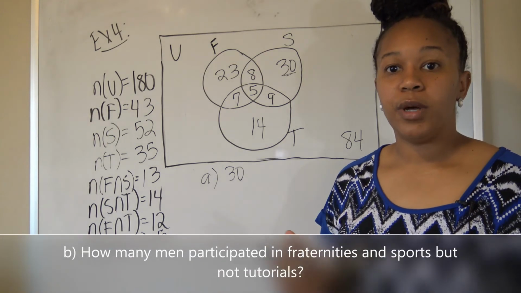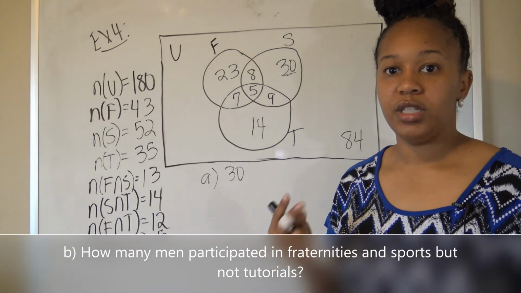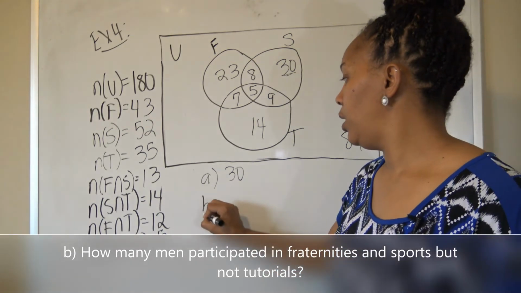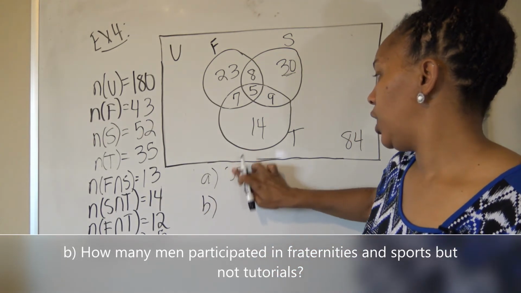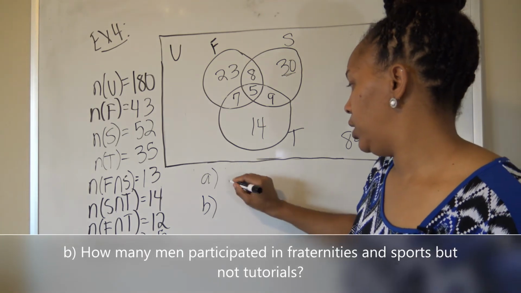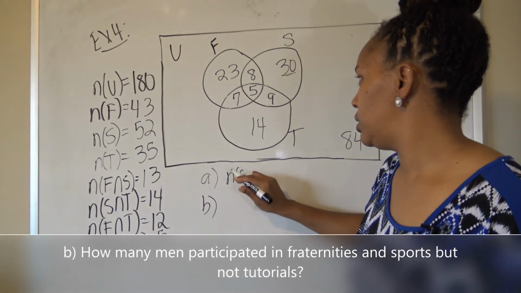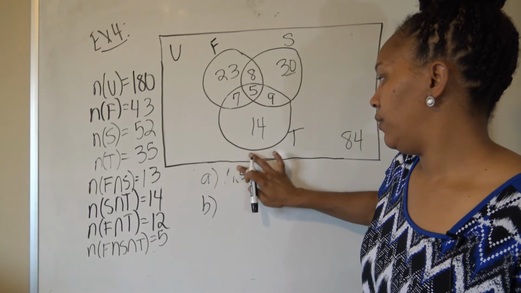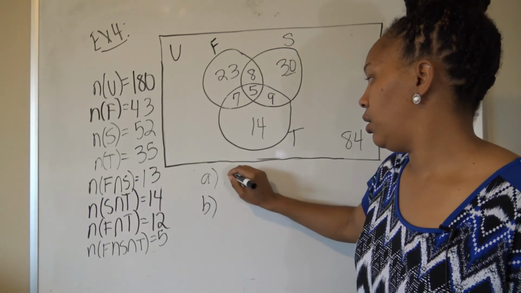For part B, we want to know how many participated in fraternity and sports, but not tutorial. So let me change this. This is N of S. I'm going to just write this so you'll know. No, that's not N of S. Sorry, I'm going to just leave it as 30.